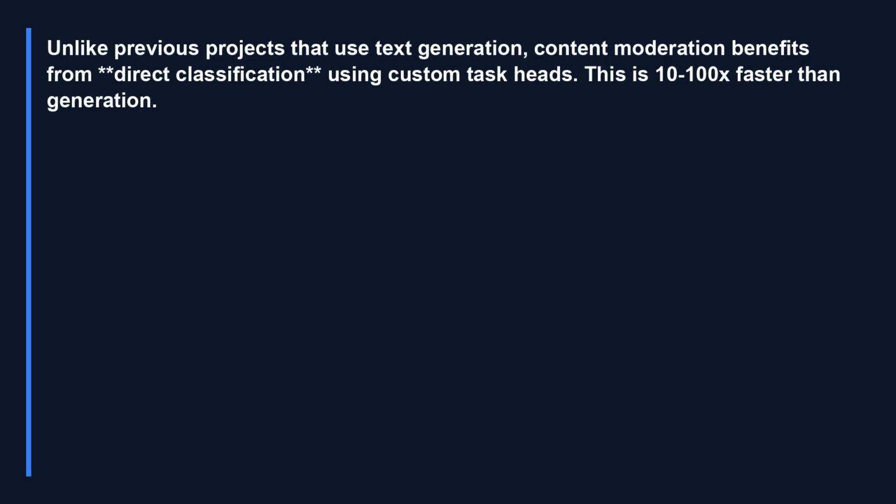Architecture overview. Here's the architectural insight that makes everything else possible. Previous projects in this course use text generation. The model predicts tokens one by one until it produces an answer. Content moderation doesn't need that. You just need a label, safe or violating. By attaching a custom classification head directly to the transformer's hidden states, you bypass the entire autoregressive decoding loop. That's where the 10 to 100 times speed advantage comes from. One forward pass, one probability distribution, done.